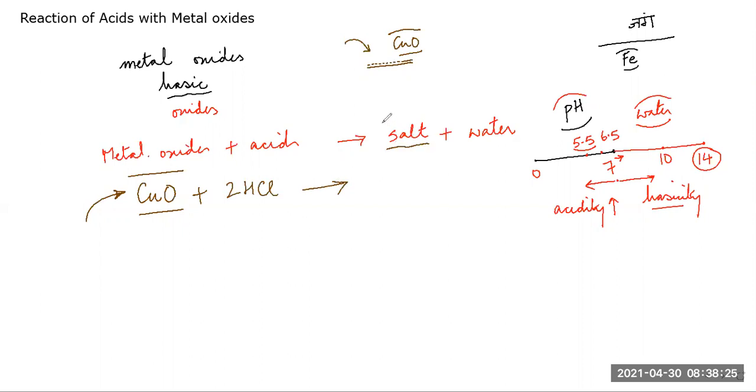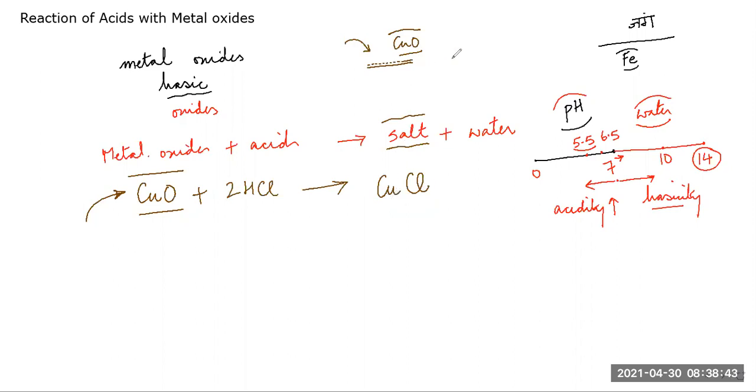So the salt will be, now which salt? It will be the salt of which metal? It will be the chloride of copper. It will be the salt of copper.